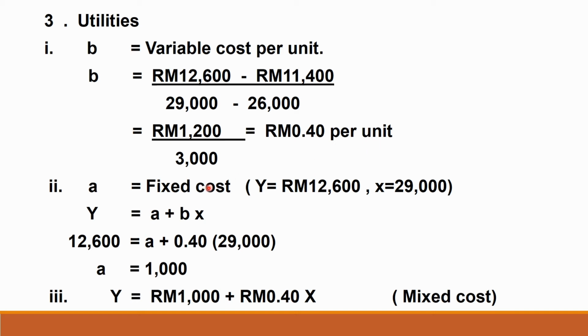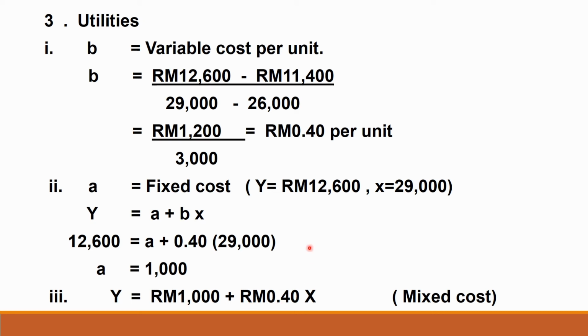And we just substitute the amount for variable cost per unit in the formula y equals a plus bx. We take 29,000 units for the highest unit and 12,600 for the highest cost. We substitute the amount in the formula, and after that we simplify the amount, we get fixed cost, or a, RM1,000. So we have to form the cost function y equals RM1,000 plus RM0.4x.